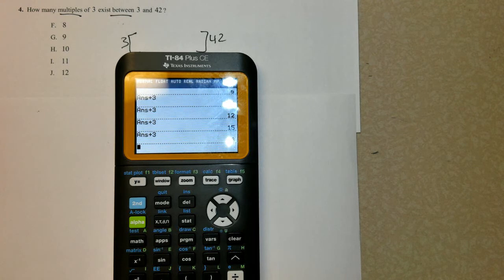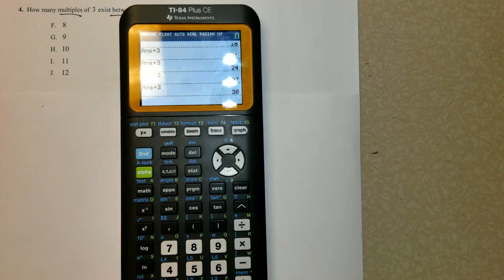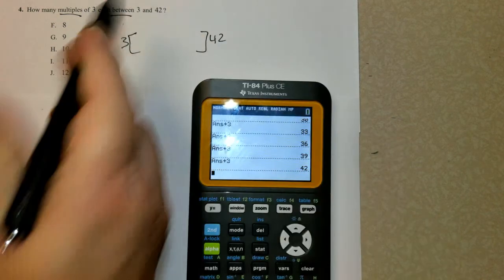3, 4, 5, 6, 7, 8. Hold on. 9, 10, 11, 12. Do I consider this to be 13? No, because it has to be in between. So 12 is the correct answer.